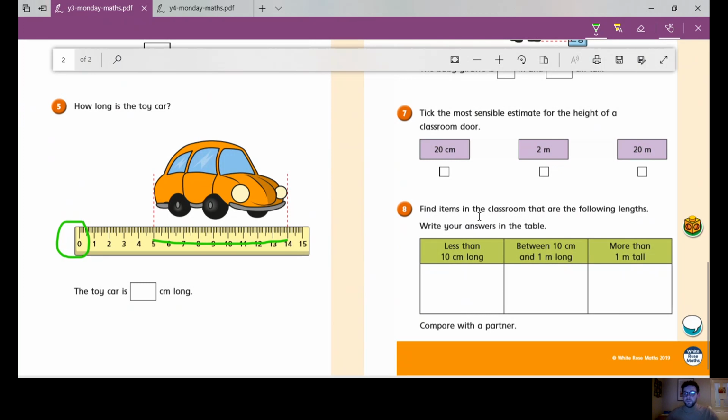Okay, and then the task down at the bottom: find items in your classroom. People at home, find items in your home, your bedroom, your living room, anywhere that are, first of all, less than 10 centimeters, between 10 centimeters and 1 meter, and then more than 1 meter tall. Okay, good luck, year 3.